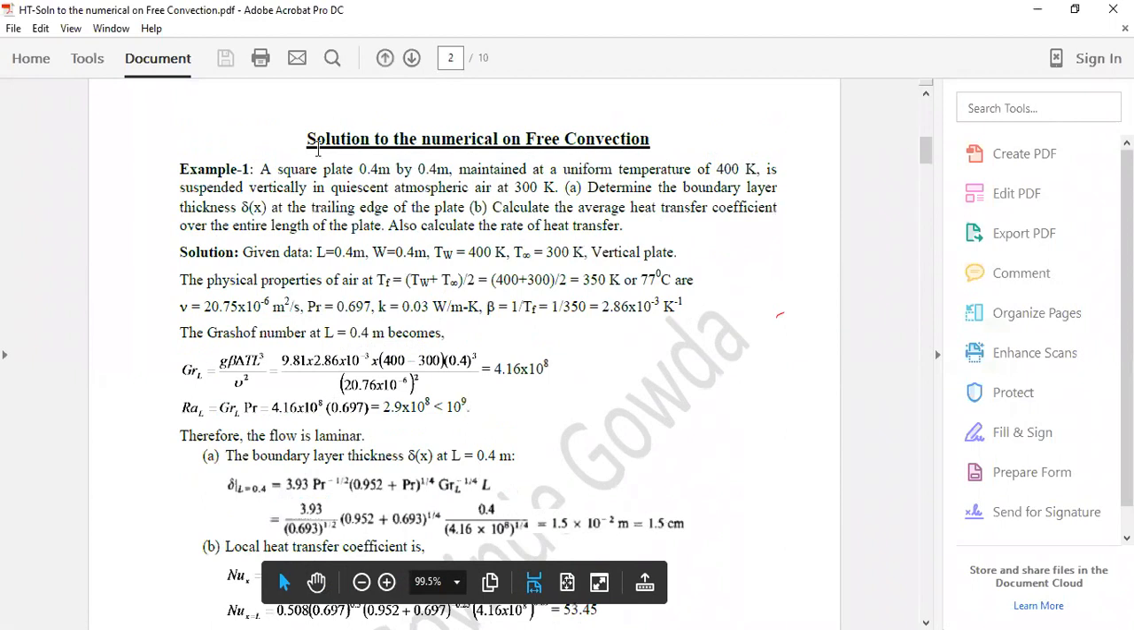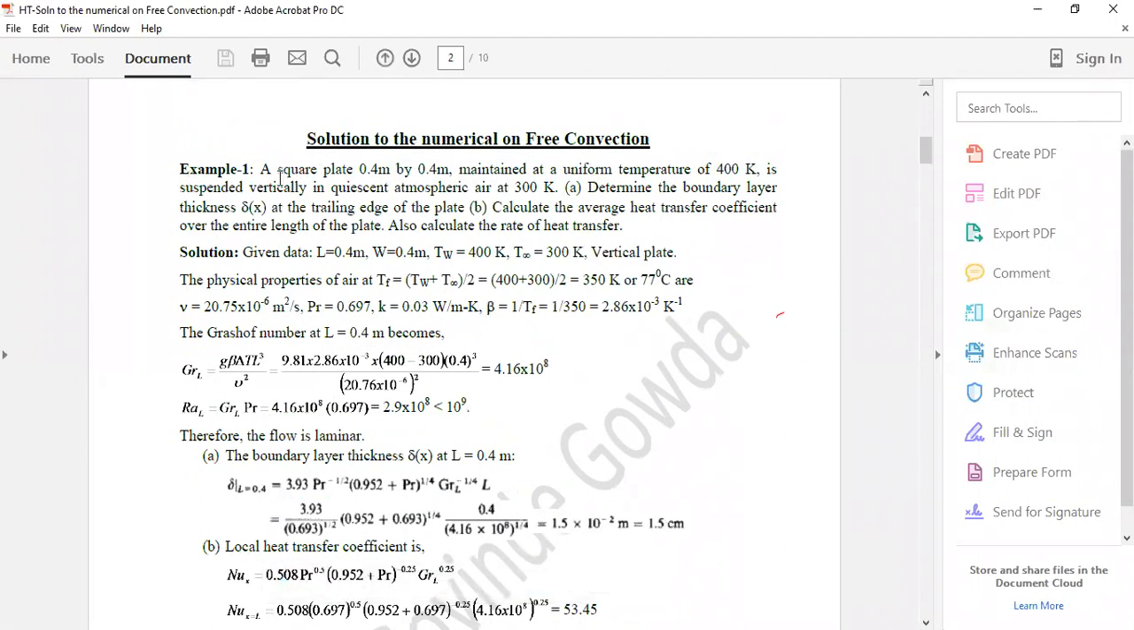First, let us take this problem. Example 1. A square plate of 0.4 meter by 0.4 meter maintained at uniform temperature of 400 degree Kelvin is suspended vertically in a quiescent atmospheric air at 300 degree Kelvin. Determine the boundary layer thickness delta x at the trailing edge of the plate, and heat transfer coefficient we need to calculate over the entire length of the plate, and also rate of heat transfer.